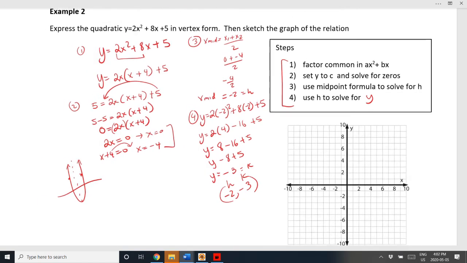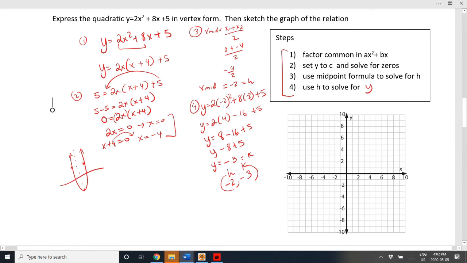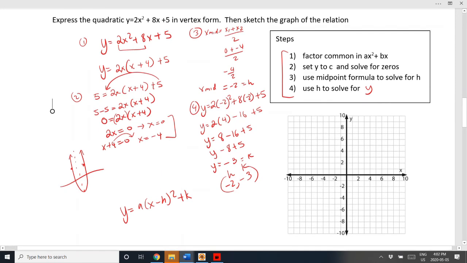So once we have that, it says here in this question, put it into vertex form. So let's write the skeleton equation for vertex form. y is equal to a(x minus h)² plus k. And you may be wondering what our a value is. We know that it's always going to be the same number that's in front here. So we know a is 2.